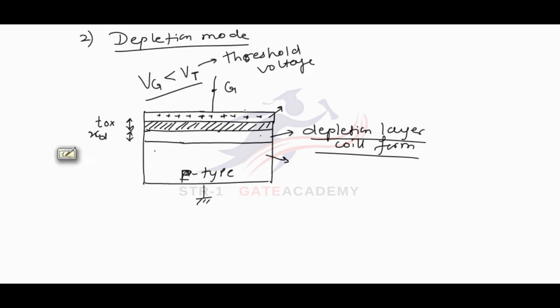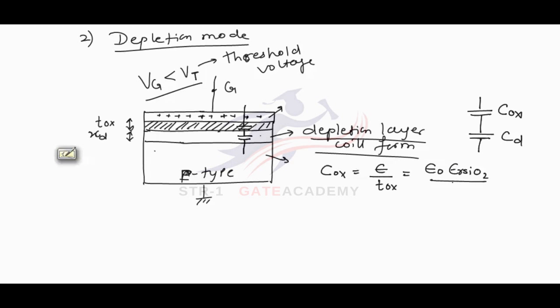So there will be two capacitances, one capacitance in the oxide layer, the other capacitance due to this depletion layer. There will be two capacitances in series. One capacitance will be oxide capacitance, the other capacitance will be depletion capacitance, which will be called CD. The oxide capacitance we already have seen equal to epsilon upon T oxide, and it will be written as epsilon naught into epsilon R of SiO2 divided by T oxide farad per meter square.